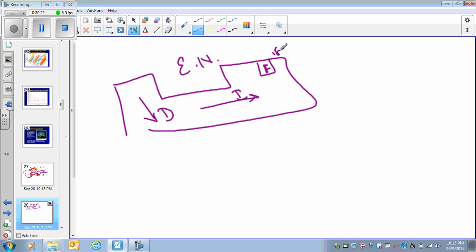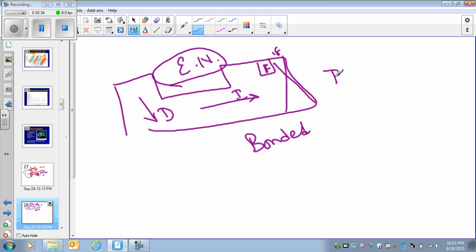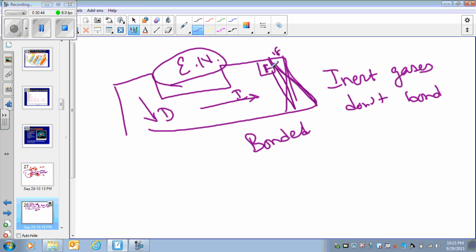We don't talk about group 18 because electronegativity is the ability to pull the bonded electrons. Group 18, the inert gases, do not bond, so we do not talk about electronegativity of group 18. We're going to stop at group 17. So fluorine is the most electronegative element on the periodic table. It has an electronegativity of 4, versus all other elements.